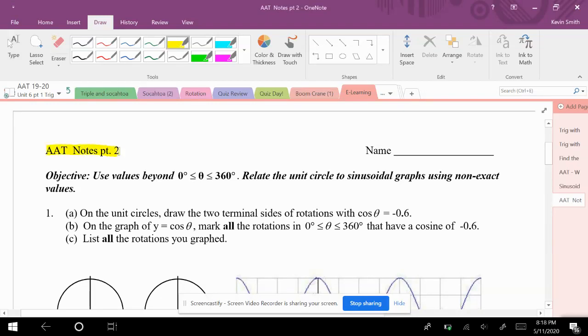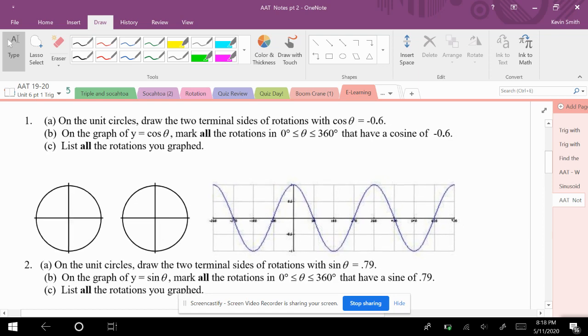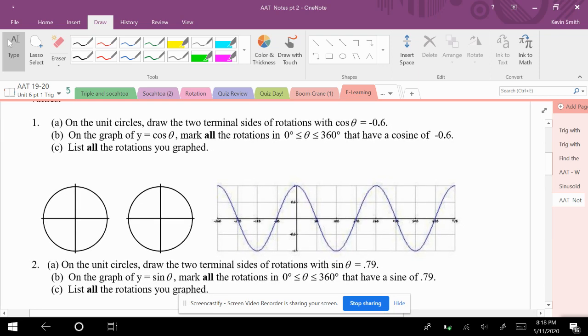Hey guys, okay, so we are going to look at the AAT notes 2, and I'm going to do one problem with you guys, and then I'll let you complete the other two. Show you the key. So we're going to look at cosine of theta equals negative 0.6. We actually saw that before.